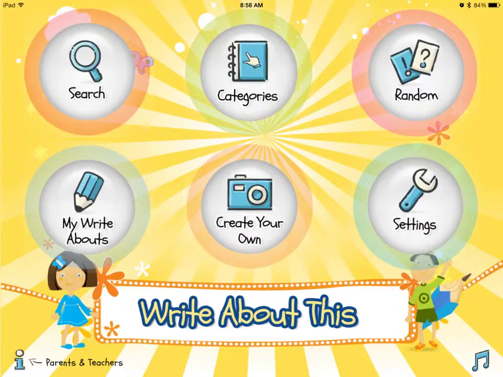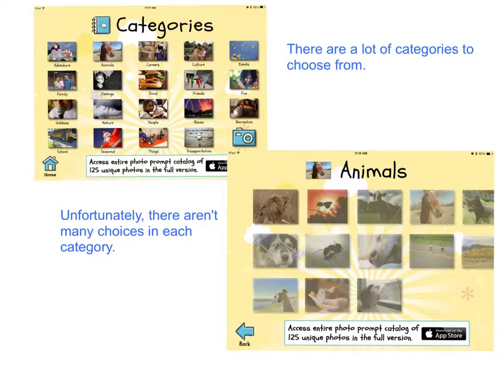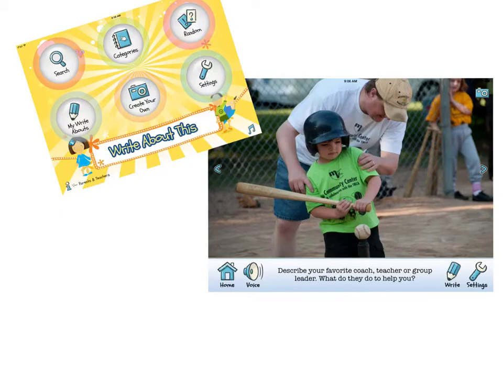Another limitation is with the categories. We're going to press categories now and take a look at it. As you can see, there are many categories to choose from. However, as you can see here in the animals category, only the prompt about the lion is available to be chosen. There's really no way around this one. So you may want to choose a random generated prompt instead.